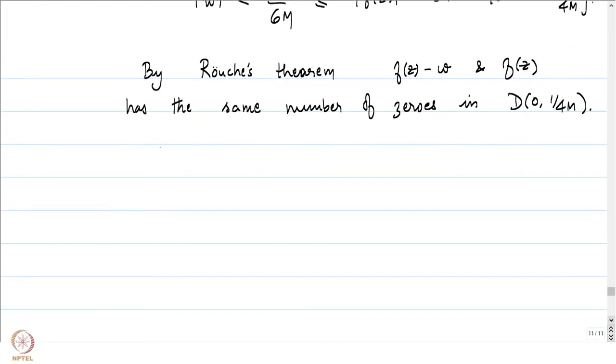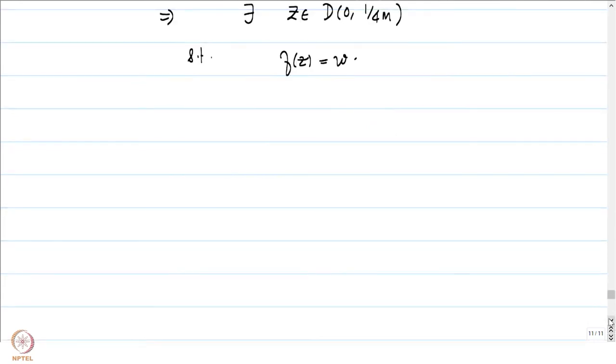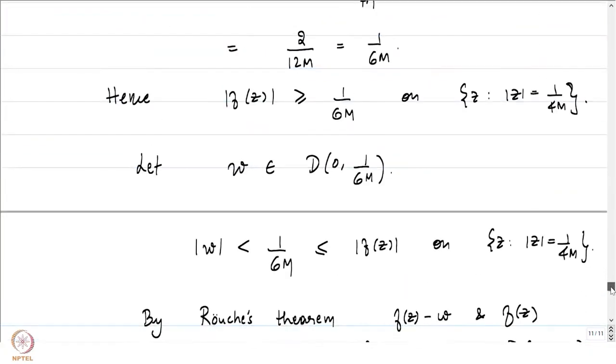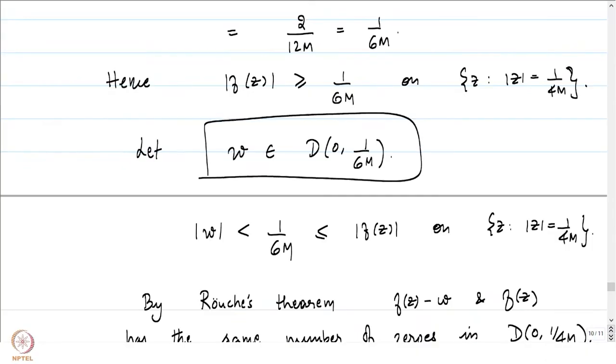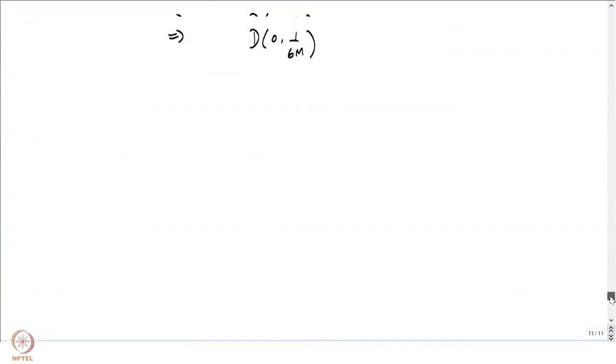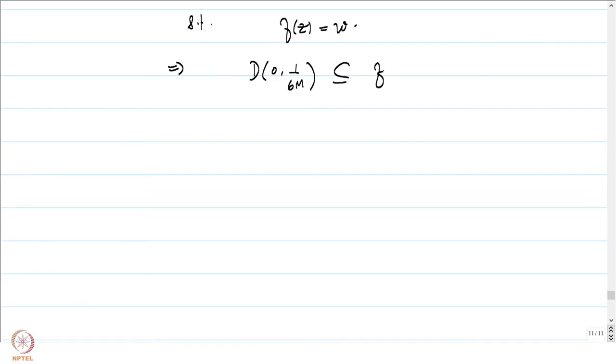And because of that, this tells us that there exists z in B of 0, 1 by 4m such that f of z is equal to w. And since w was picked arbitrarily, it tells us that D of 0, 1 by 6m, notice that is the disk where our w was from, is contained in f of the disk of radius 1 by 4m, which is in particular contained in the image of f. And that is precisely what we had set out to prove.